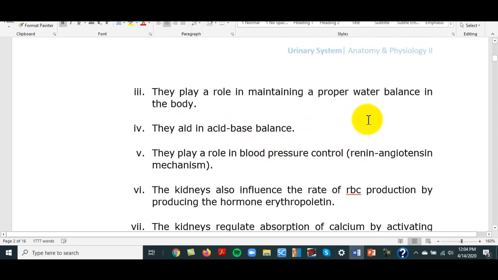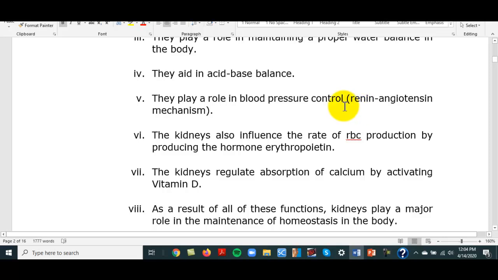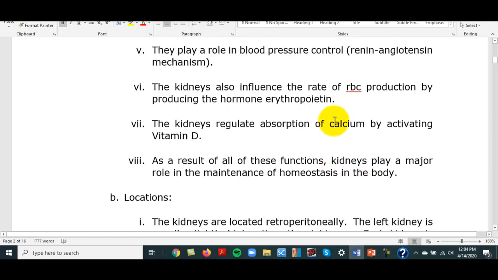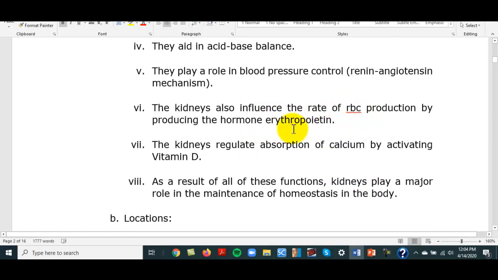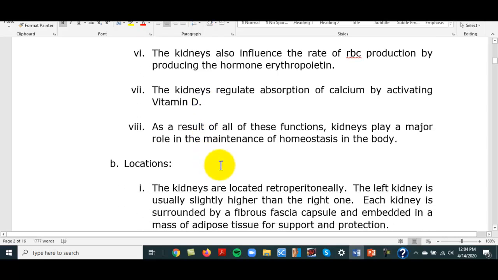They do play a role in maintaining water balance. They aid in acid-base balance. I mentioned that. And we'll go through this. This is blood pressure, the renin-angiotensin mechanism. And we covered this with the endocrine. Remember erythropoietin, the synthetic form is EPO. It does help regulate red blood cell production in bone marrow. Vitamin D, which is also something that is obtained from the diet, and kidneys play a role in that. And then the kidneys are very sensitive to changes in blood pressure.